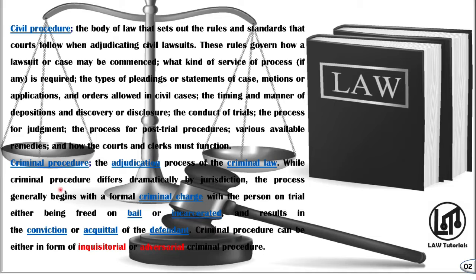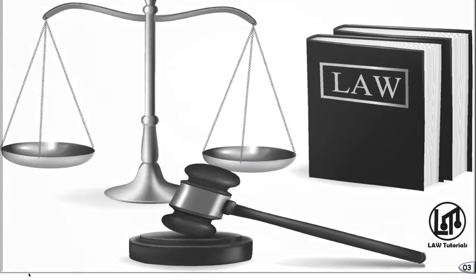Now, criminal procedure. Criminal procedure is simply the adjudication process of criminal law. While criminal procedure differs dramatically by jurisdiction, the process generally begins with a formal criminal charge, with a person on trial either being freed on bail or incarcerated, and results in a conviction or acquittal of the defendant. Criminal procedure can be either in the form of inquisitorial or adversarial criminal procedure. I want you to look at these two words on Google. Google inquisitorial or adversarial to learn more about them.